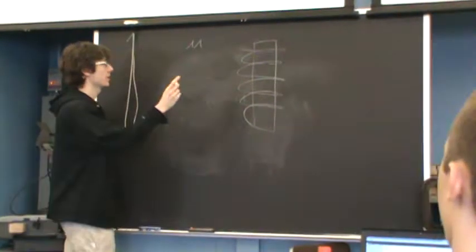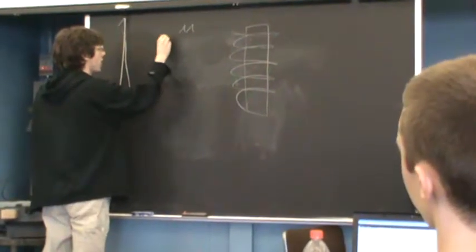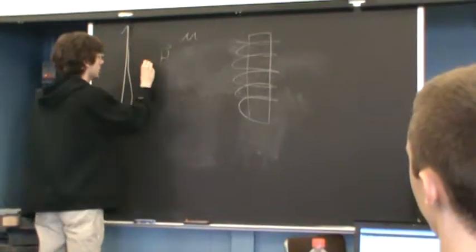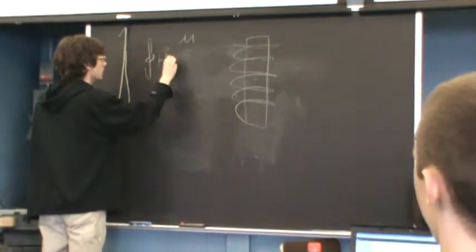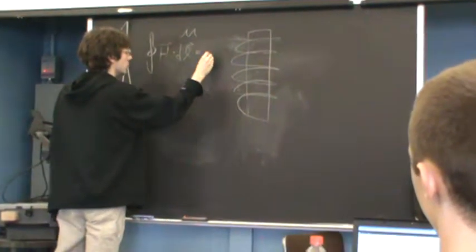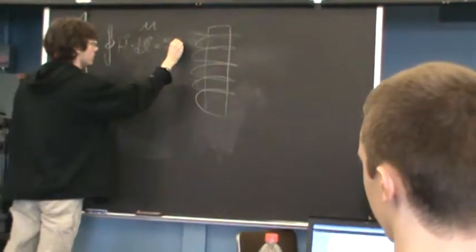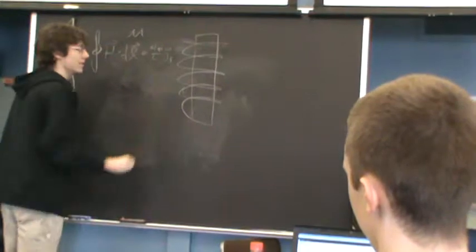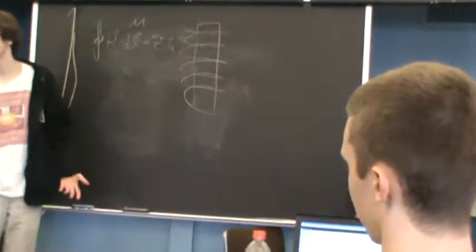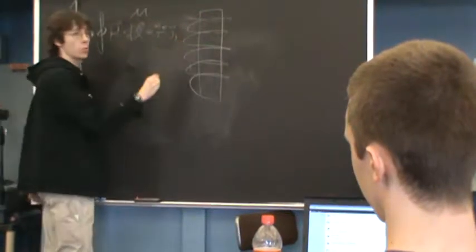Okay, so I'm going to start with that. The first thing is that H, at least I found it easiest to find using Ampere's law. This is the way I did it. There's only the free current. Why? Because the only free current is in the wire.